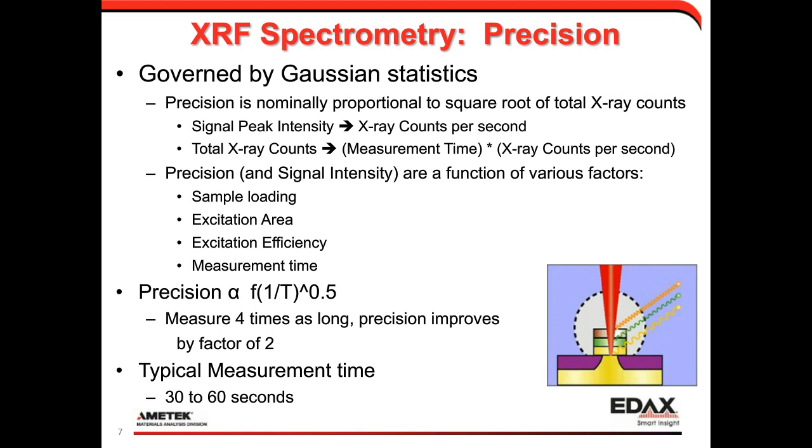So basically, the longer you go in measurement time, the lower the precision number is, which is actually better in this particular case. And it's a square root factor. So if you measure 4 times as long, your precision improves by a factor of 2. Typical measurement times in the area of coating thickness run about 30 to 60 seconds.